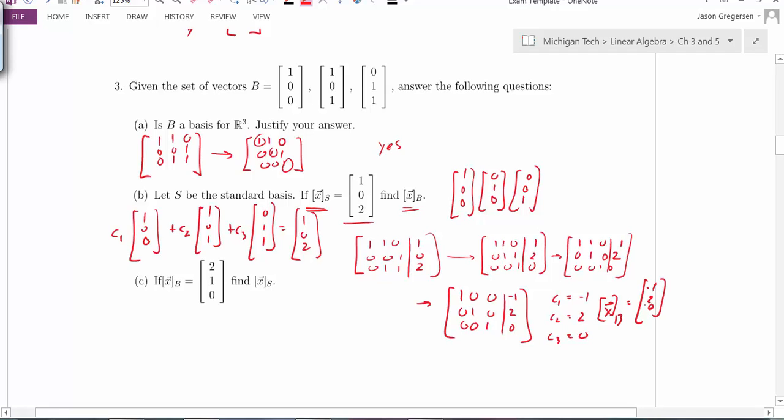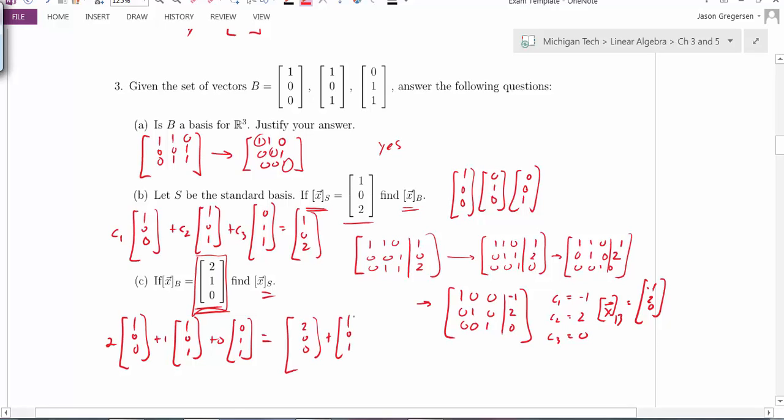Now part C. Part C is, if I know the coordinates in the b basis, how do I find the coordinates in the standard basis? Well, once again, these coordinates are just the weightings of each of these basis vectors. So this is telling me 2 times the first vector plus 1 times the second vector plus 0 times the third vector, what is the output of that? In this case, if I just add these values up, I would get 2, 0, 0 plus 1, 0, 1 plus 0, which is equal to 3, 0, 1. And so these would be the coordinates in the standard basis.